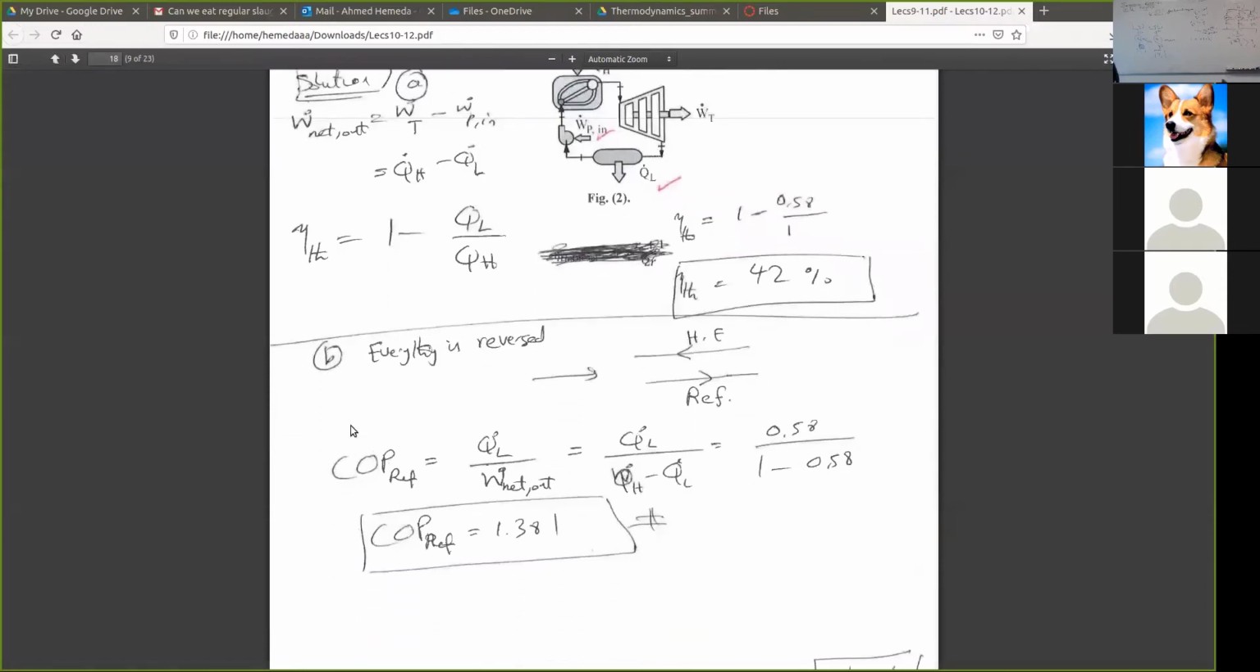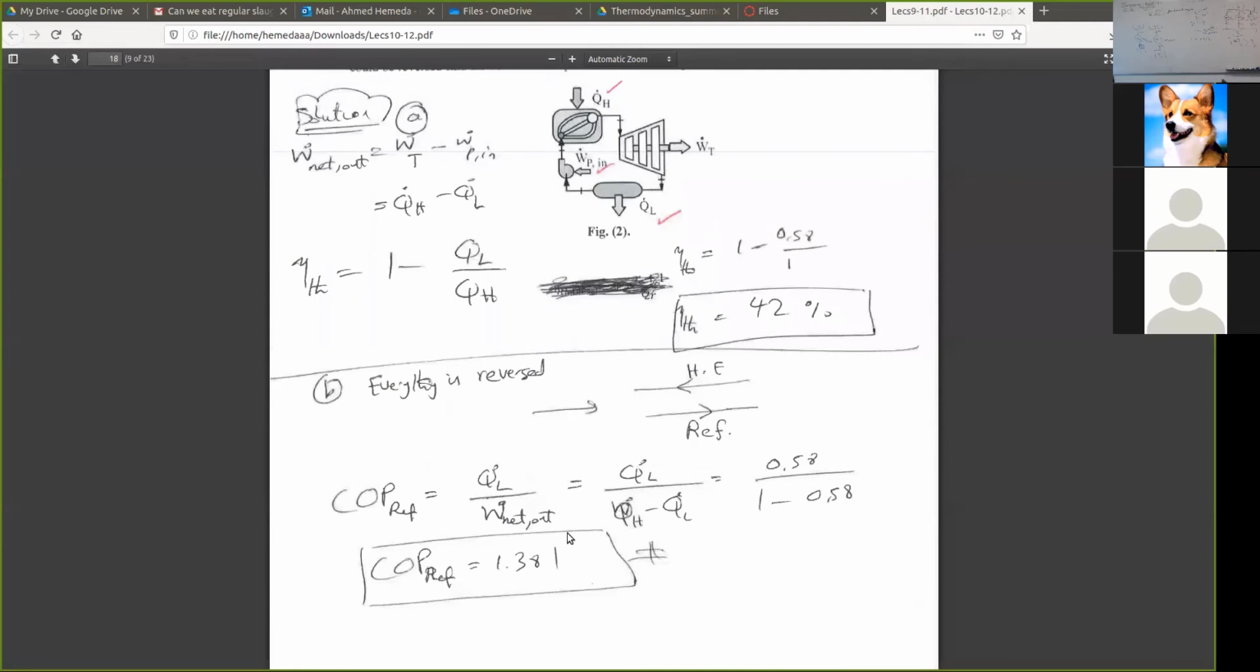So what is COP, guys, for a refrigerator? What is desired? What I want? Q low. What I paid is W net in. This is supposed to be in now, which was out in here. Or Q high over Q high minus Q low. 0.85 over 0.42, it's 1.38. Yes, we said COP for a refrigerator can go from 0 to more than 1. It's okay. 0.5, 1.5, 2.5, it's okay. But COP for a heat pump must be greater than 1.